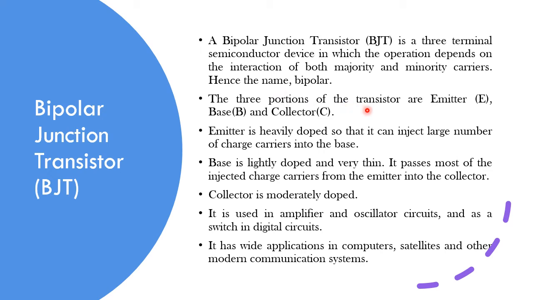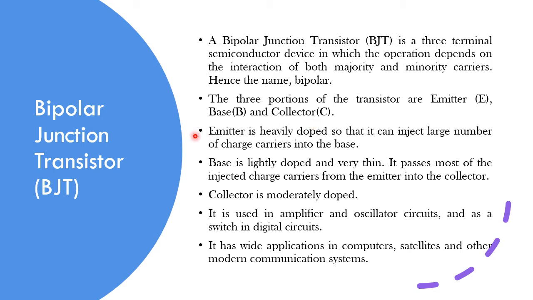So the three portions are emitter, represented by E, base represented by B, and collector represented by C. Here in this, the emitter is heavily doped. Doping means adding impurities. So more impurities are added in the emitter part, so it can inject a large number of charge carriers into the base. More charge carriers are present here. And then the base is lightly doped and it is very thin, so it just passes the charge carriers from emitter to collector. And the collector is moderately doped.